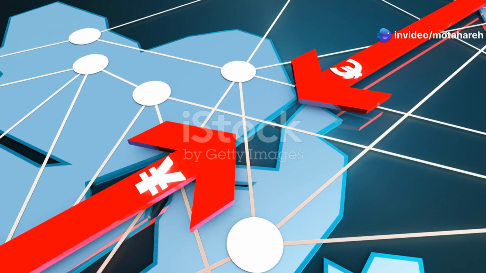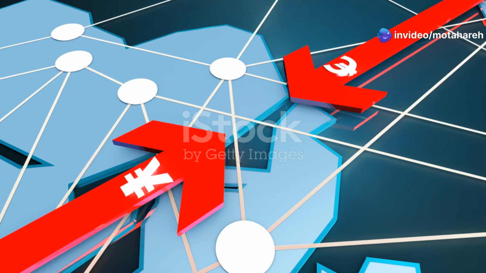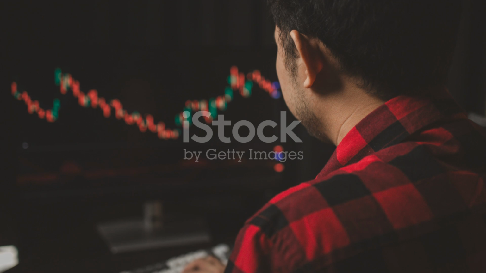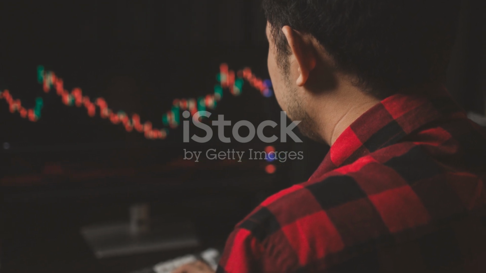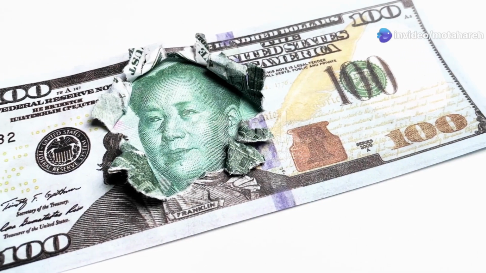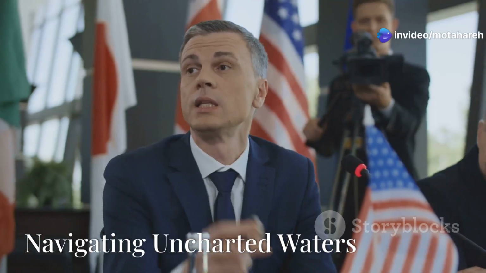The U.S. dollar's preeminence in the global financial system is undeniable. Its value and stability are influenced by a multitude of factors, including Federal Reserve policies. Understanding the dynamics of the dollar is crucial for anyone interested in the global economy.